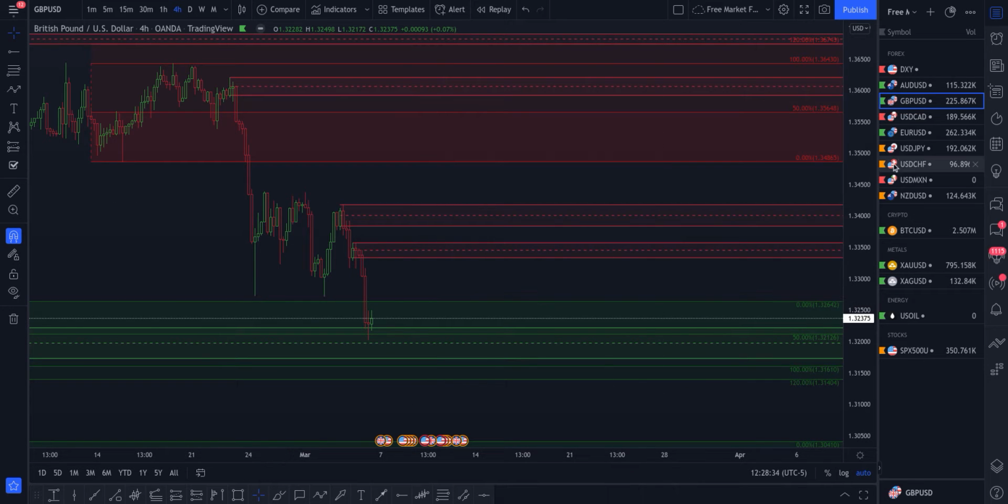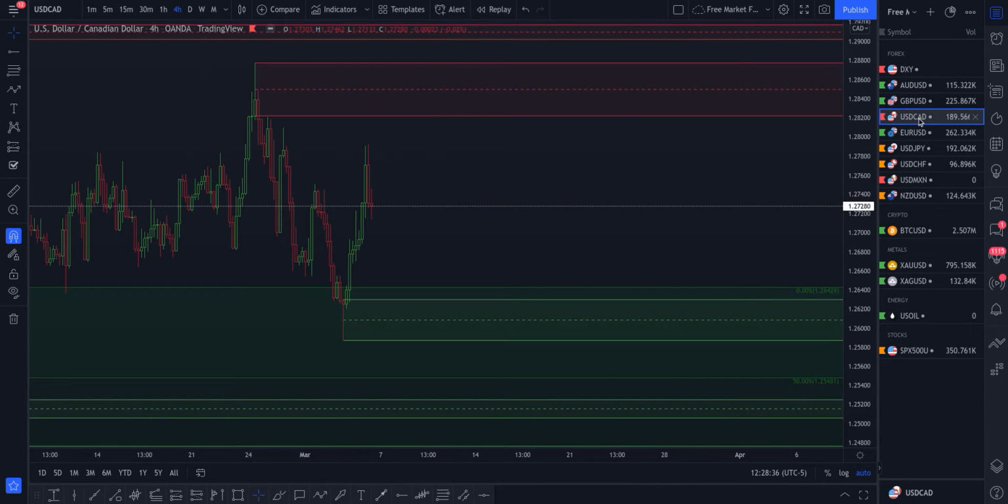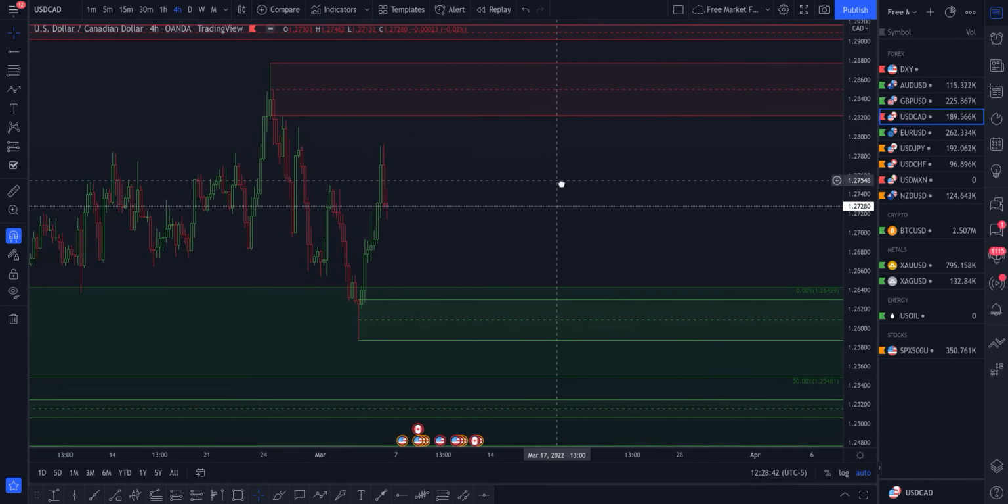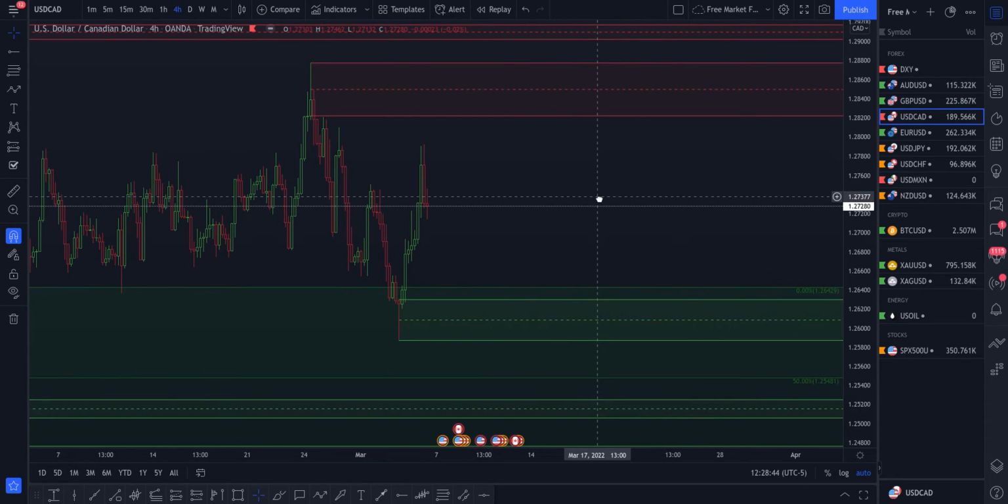Okay. All right, USD CAD, short-term institutional bias is short on this pair. Let's see where we could possibly take this pair short. We've already had a pullback into this 4-hour.